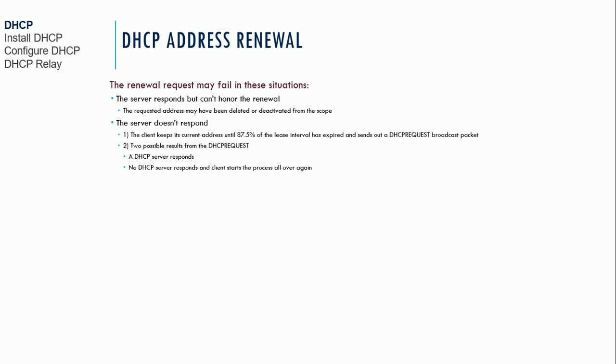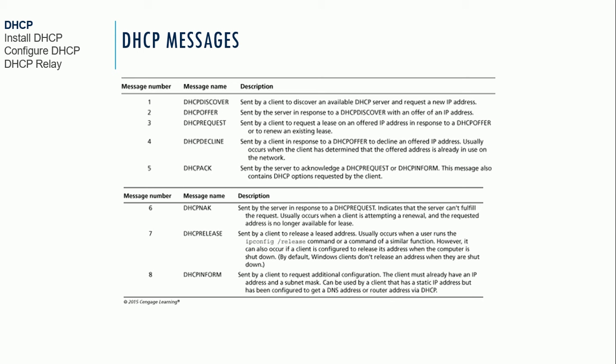If that's the case, if it doesn't get any response at all, it's going to keep its current address until 87.5% of the lease interval has expired, and then it sends a new request. Again, there are two possible responses from the request. It could be that the DHCP server responds, or no DHCP server responds, and the client starts the process all over again from the beginning by sending the DHCP discover message that we talked about earlier. All right, so these are the different types of messages that we talked about.